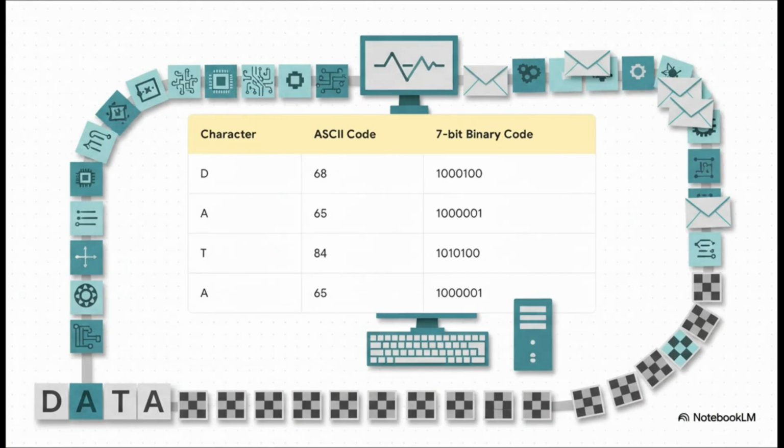Okay, so check this out, because this is where it gets really cool. We're not just talking about one letter at a time. A whole word, like data on this slide, gets broken down character by character. Each letter gets its own number, which in turn gets its own binary code. It just becomes a long string of ones and zeros. Every single piece of text you've ever read on a screen went through this exact process.